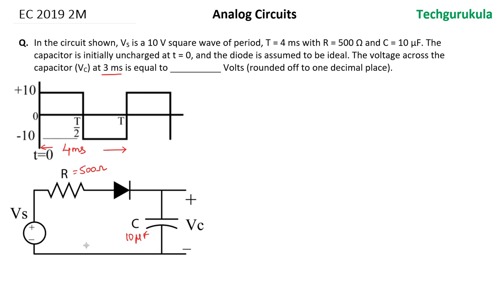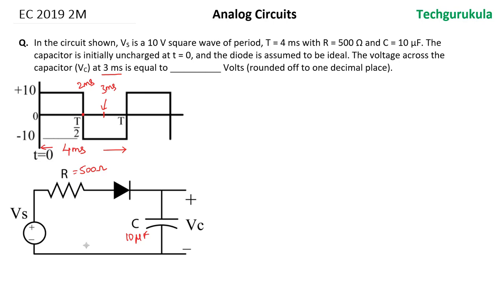If you look at the input voltage waveform, the period is 4 milliseconds, which means half of it is going to be 2 milliseconds, and 3 milliseconds would be right here, which will be 3T by 4. Now we need to find the voltage across the capacitor at 3 milliseconds. So let's investigate this. The initial information given is at t equal to 0, the capacitor has no charge, which means the voltage across the capacitor to start with is 0.